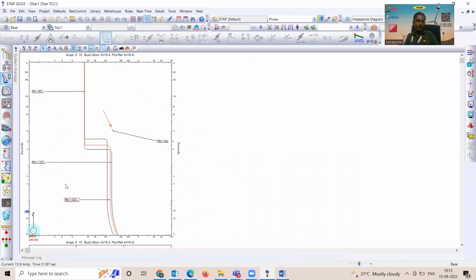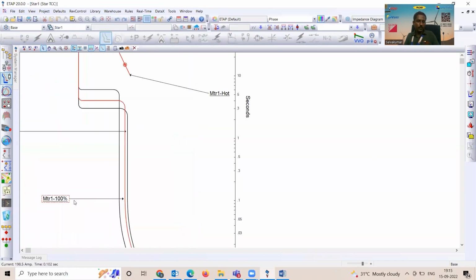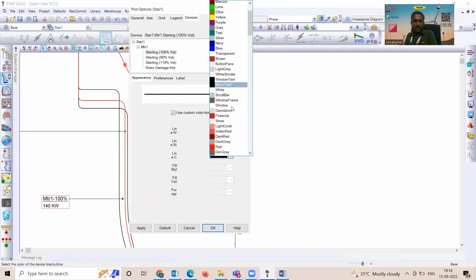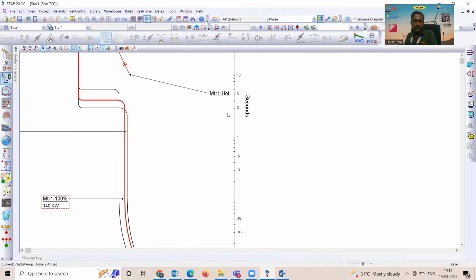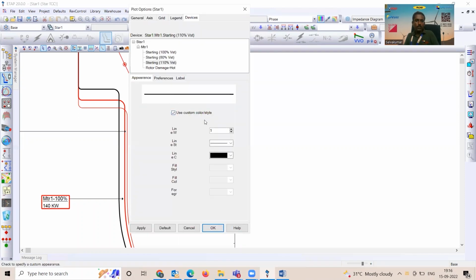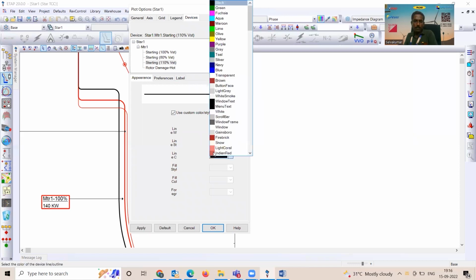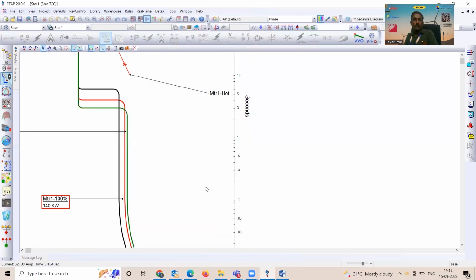Motor at 100% voltage, that's the red curve. Probably we can increase the thickness, keep it maybe dark red. That's 100%. And we can probably have other options too, at 80% voltage, and just trying to differentiate this in a different color. Yep, and I am done.